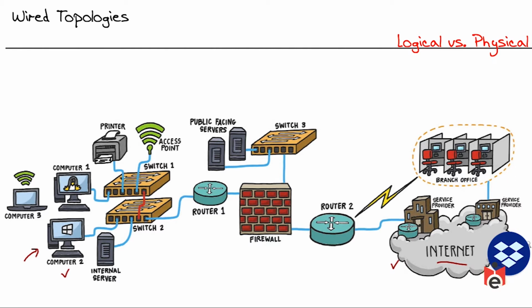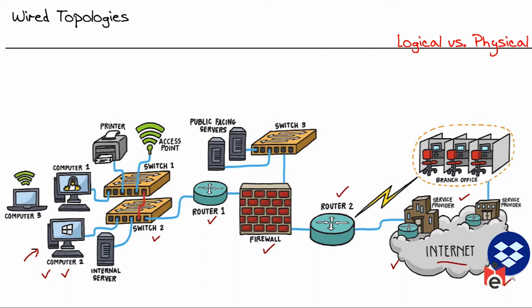They think, all right, all I need to do is use my computer to connect to the internet to access my Dropbox. But if we were to look at the physical topology, we would see that it's much more complex than that. Sure, it involves computer 2, but it involves then switch 2, router 1, the firewall, router 2, the service provider, and then the facilities up at Dropbox.